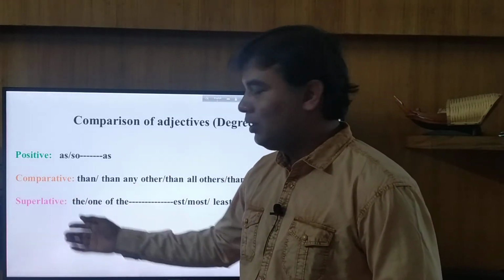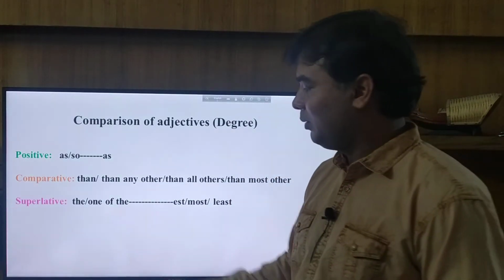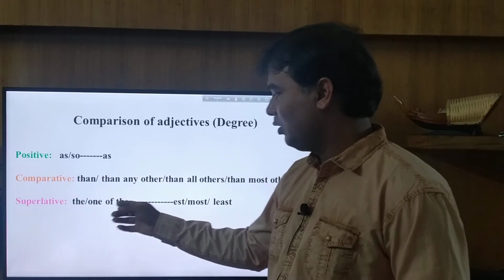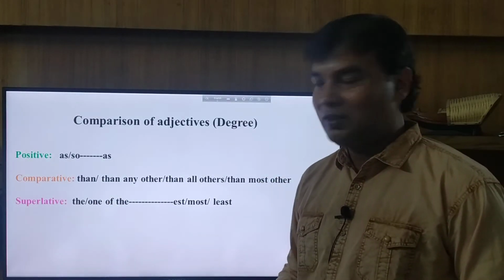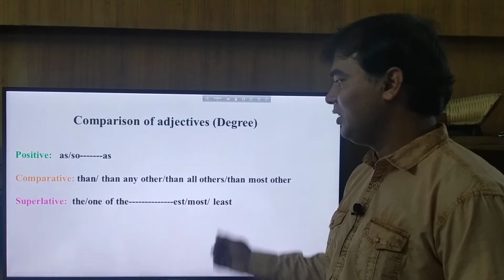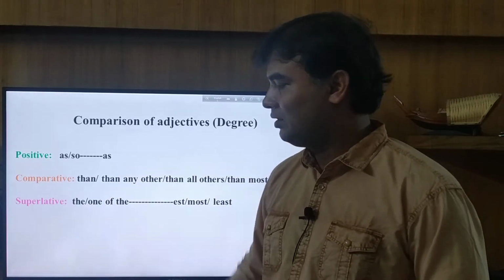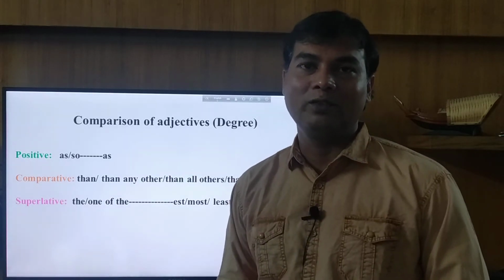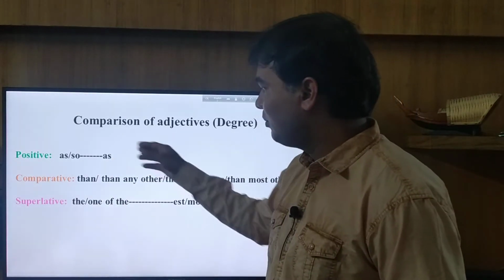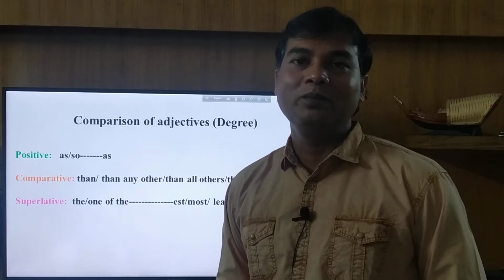Now, how can we identify superlative degree? This is also very easy. If you find "the", or "one of the", or adjective with "est" or "most" or "least", then we can say that the sentence is in superlative form or in superlative degree. Okay, so these are the simple criteria to identify the types of degree.